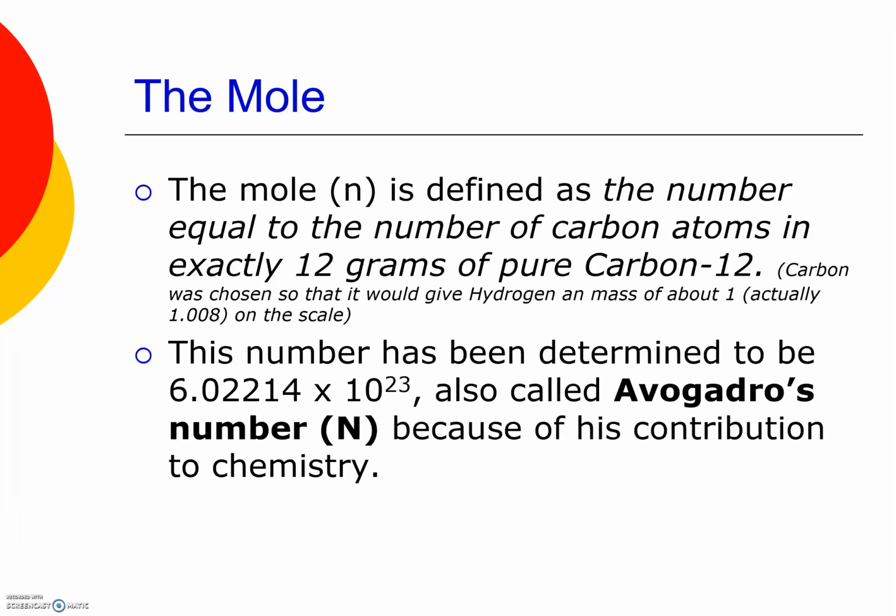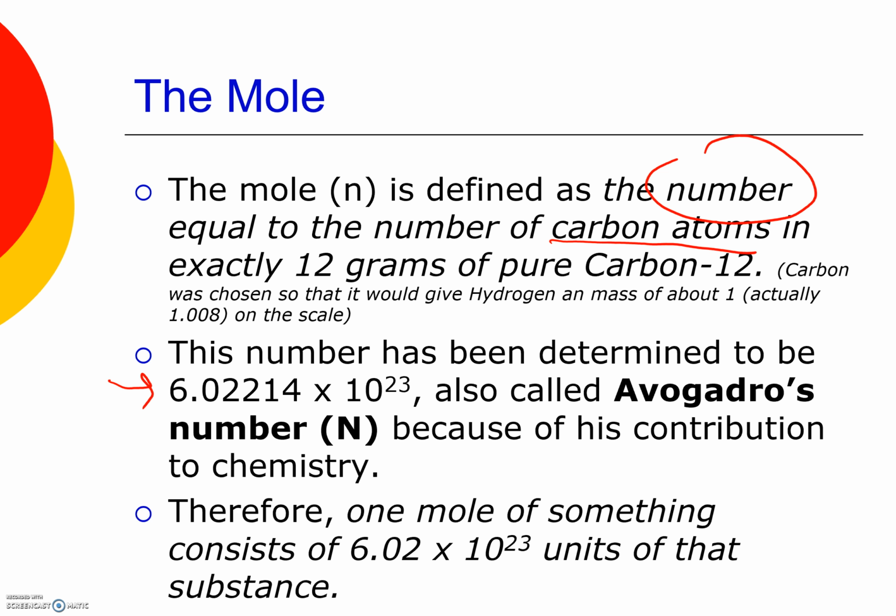And the number, so again, we're talking about the number equal to the number of carbon atoms in carbon-12. That number was determined to be this, 6.02 times 10 to the 23. We call that number Avogadro's number because of the contribution of Amadeo Avogadro to discovering that number.